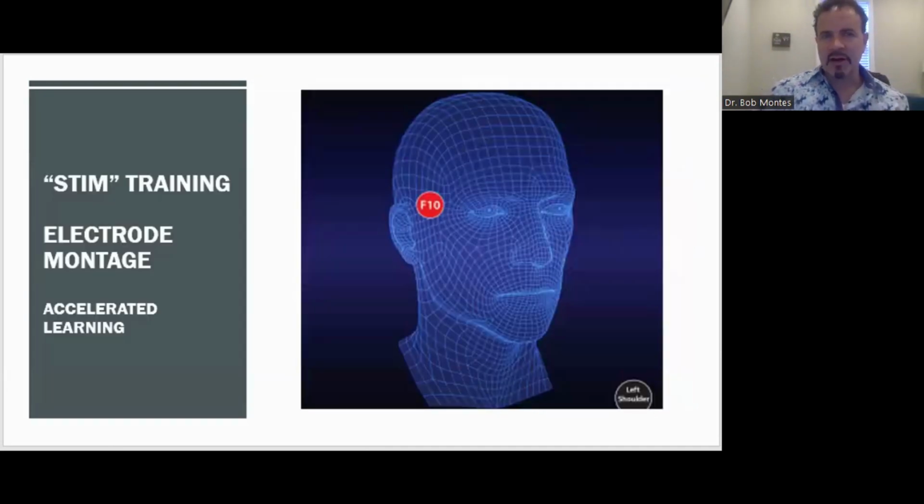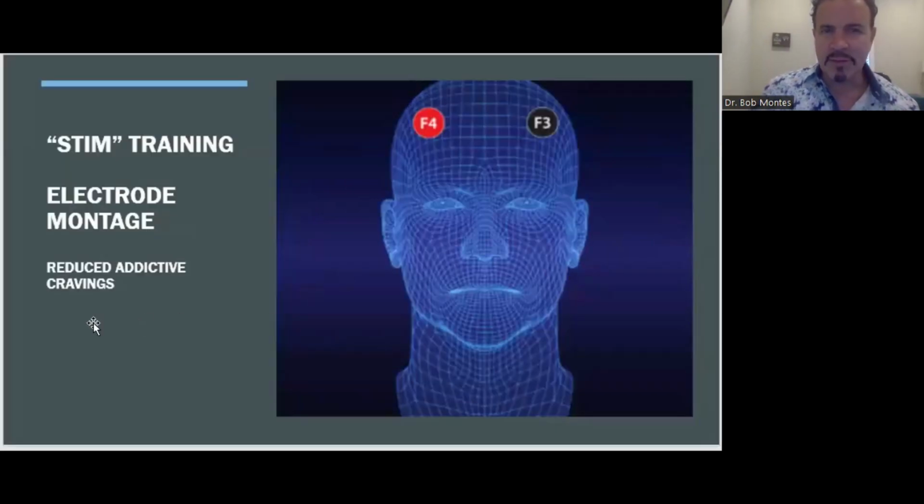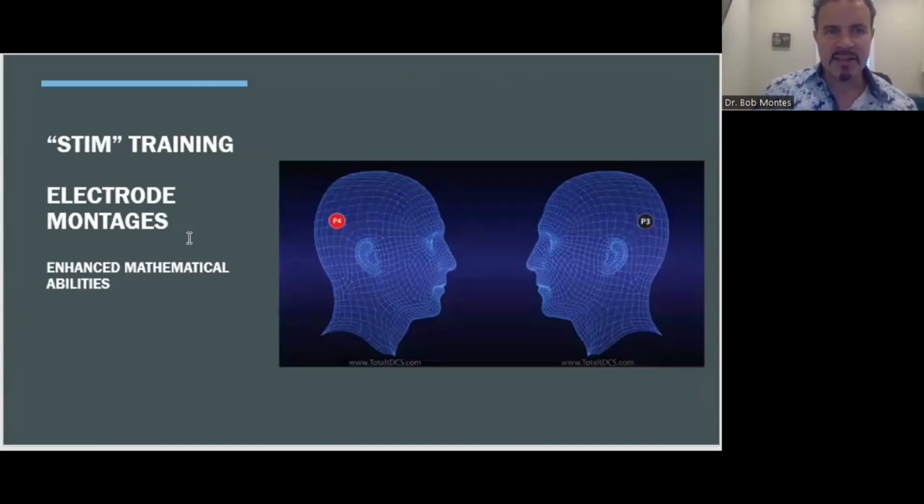There's been research done on stim training by the U.S. military department, or DARPA, and they've conducted research to identify some of the ways that you can use stim to support the brain for improvement. This would include a method for accelerated learning. There's also placement of these stimulation on places to reduce addictive cravings, as you can see here. We can even enhance mathematical abilities using this particular montage.